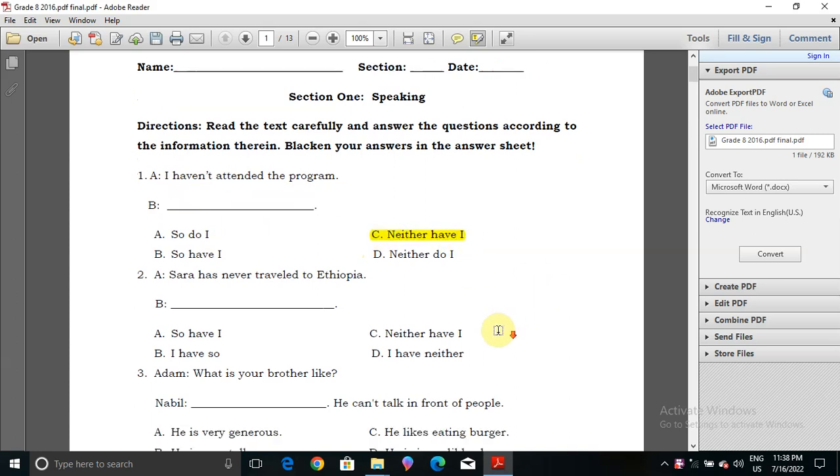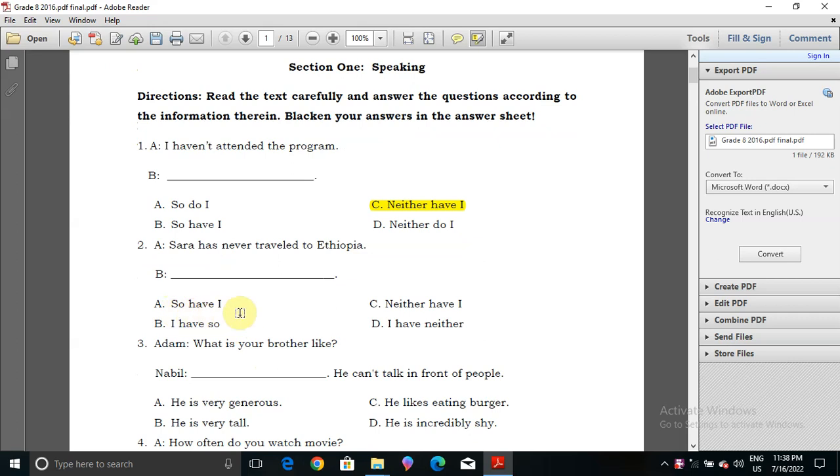Now question number 2, A and B are the same thing. A said, "Sarah has never traveled to Ethiopia." B, what will be its answer? "So have I," "have so," "neither have I," or "I have neither." Now here, Sarah has never traveled to Ethiopia. That means something is negative, right?